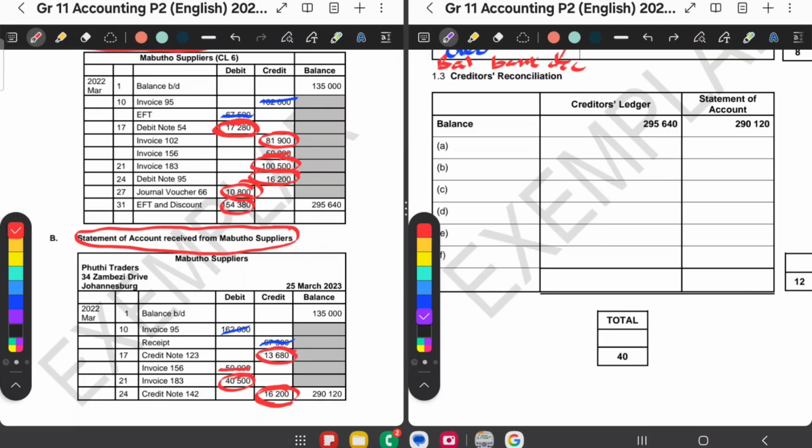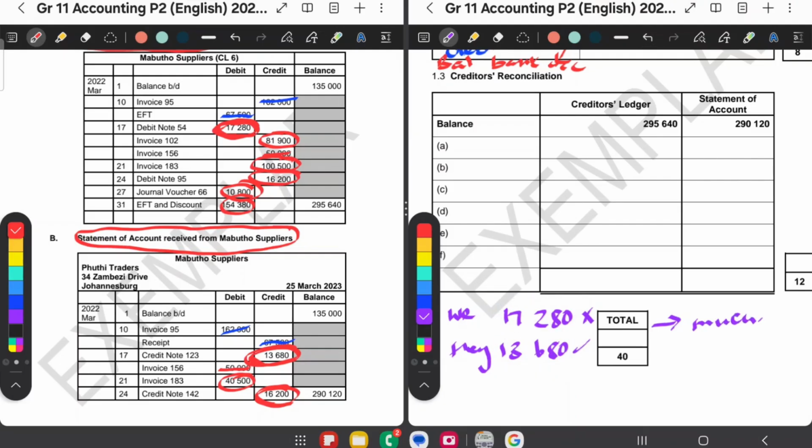Oh, I should have circled this one also. It wasn't circled. So they have the right amount and we have the wrong amount. We have 17,280. They have 13,680. They are correct. We are wrong. Then we ask, did we enter too little or too much? This is bigger than this. So we entered too much.